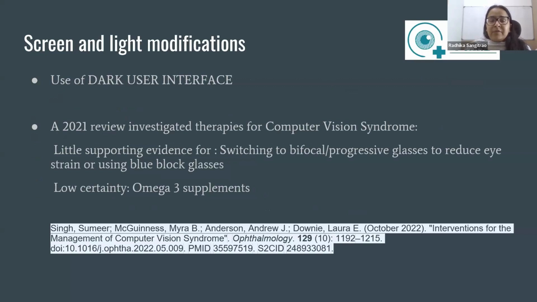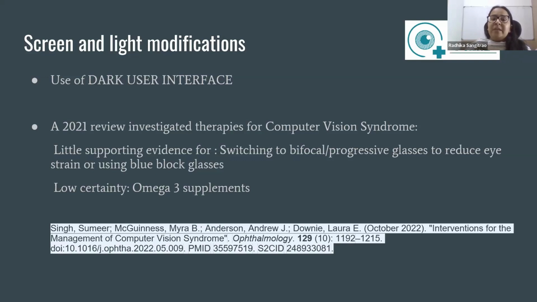Now, a very commonly asked question is, what should we do about using darker interfaces? There was a 2021 review and they investigated therapies for computer vision syndrome. So definitely you can use a darker interface for your computer that helps reduce eye strain. Another important thing is not to use the phone in the dark. Use it in a properly lighted room, because the phone is a very small screen. You need to really focus at a near distance, and the font is very small. So it is important to remember.